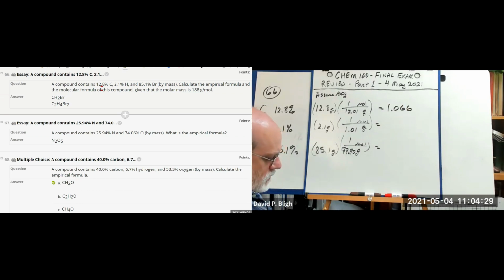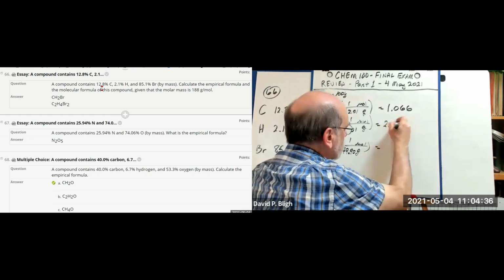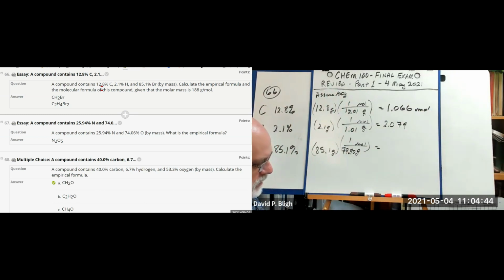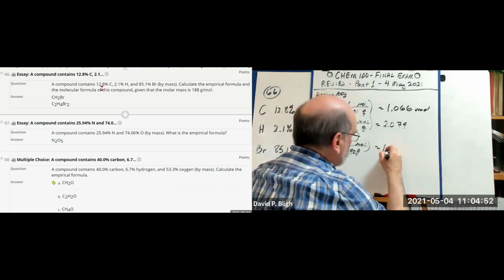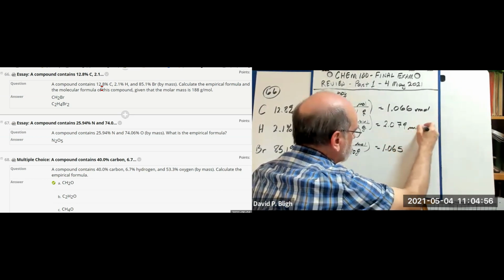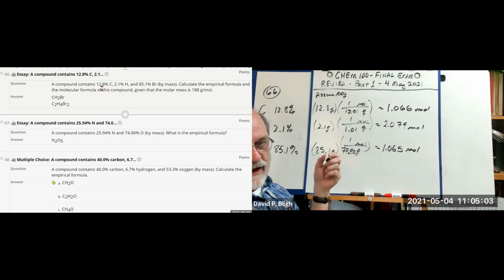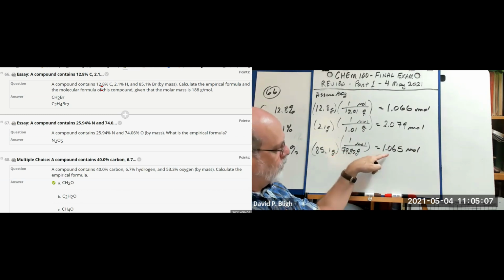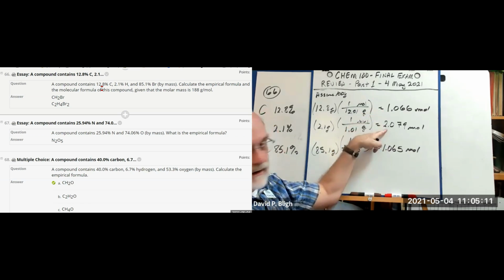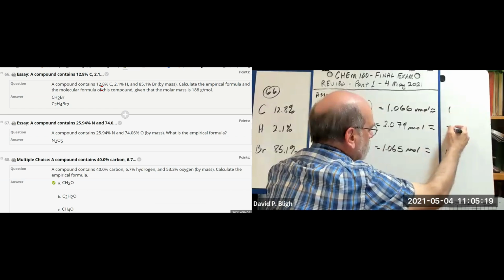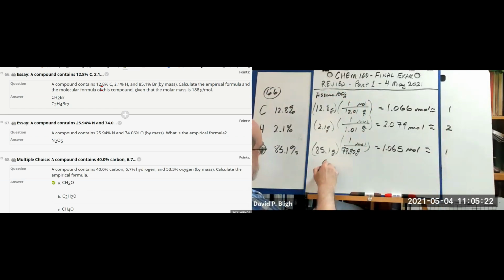2.1 divided by 1.01 is 2.079. These are all moles. And then 85.1 divided by 79.90. That's 1.065 moles. So we've got a pattern developing here. We've got one of these, and that's about the same. So that's 1 to 1, and that's 2. So it's approximately 1, 1, 2. So our empirical formula is CH2Br.